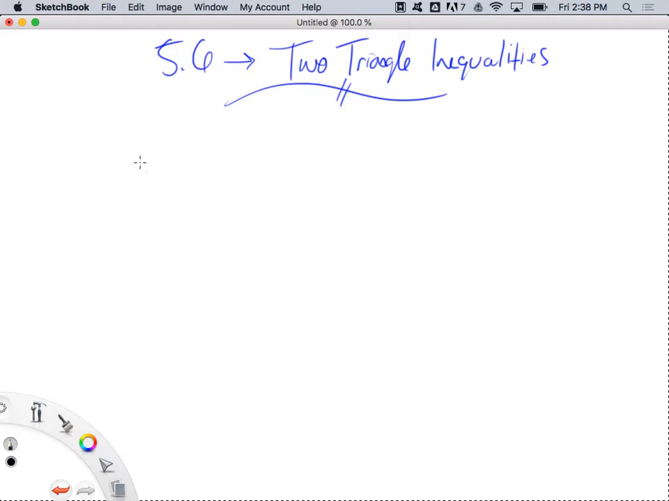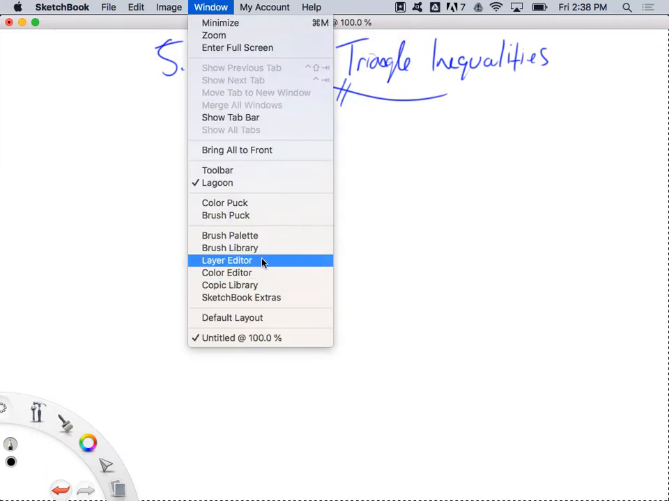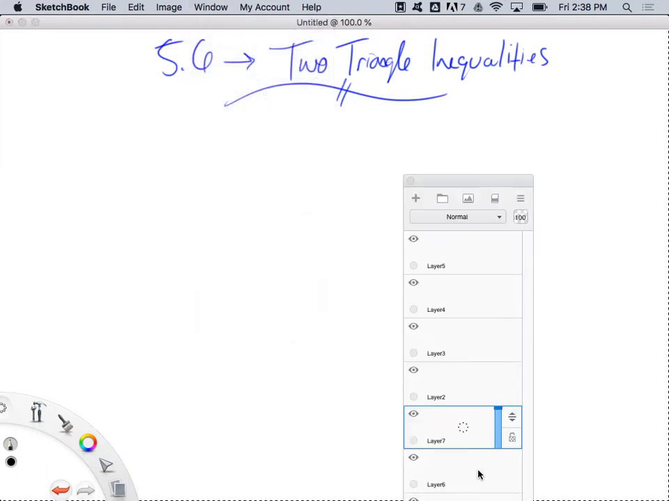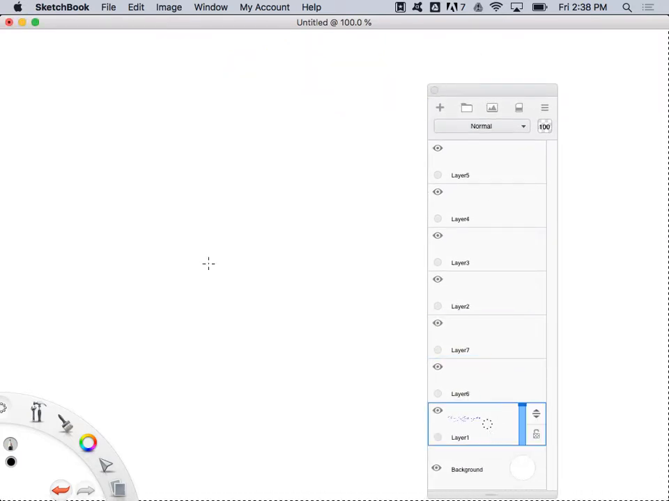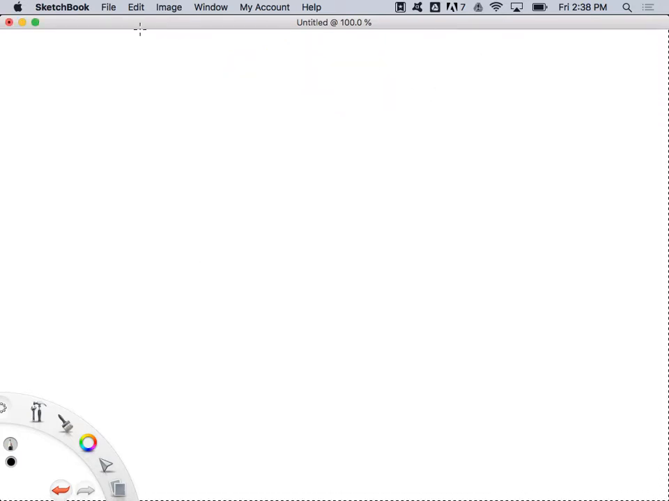Oh, sorry. This is no longer lesson 5.6. This is now lesson 5.7. So 5.7, Pythagorean Theorem.